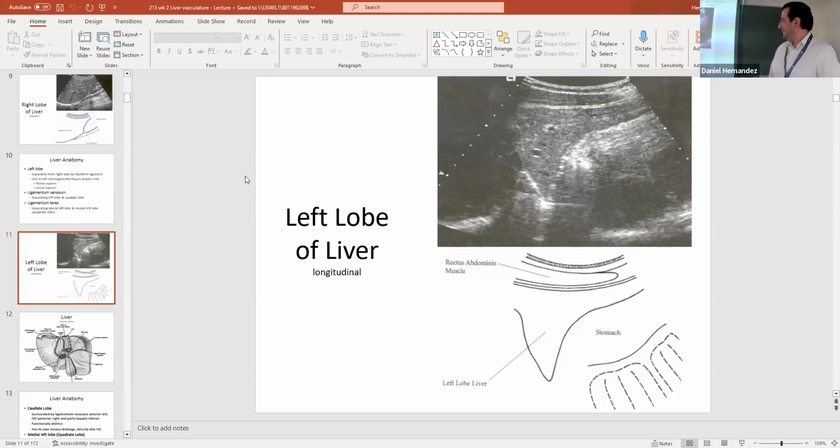So from that picture, how would you distinguish medial and lateral? You're not in this picture. You're in transverse when you see the hepatic veins. Okay.